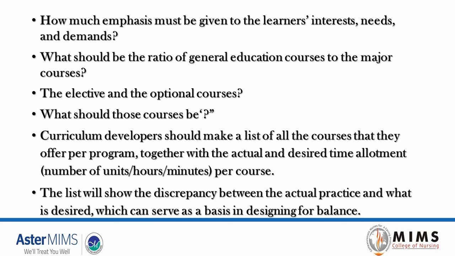Then what should those courses be? Elective, if you want to include in nursing, yoga can be an elective because it comes under holistic medicine. Ayush also. Like this. Curriculum developers should make a list of all the courses that they offer per program together with the actual and desired time allotment per course. The list will show the discrepancy between the actual practice and what is desired, which can serve as a basis for designing for balance in a curriculum.